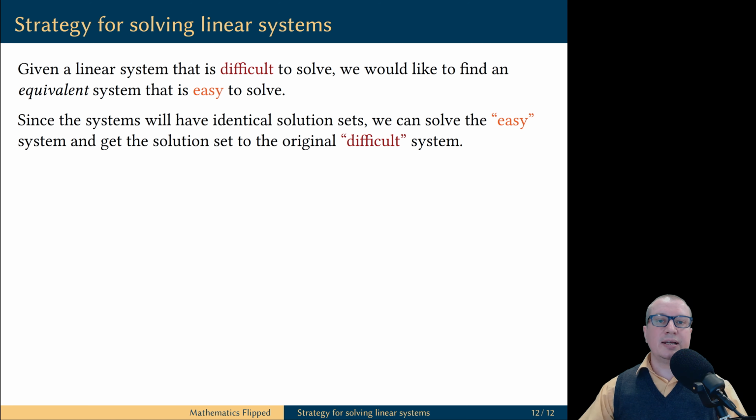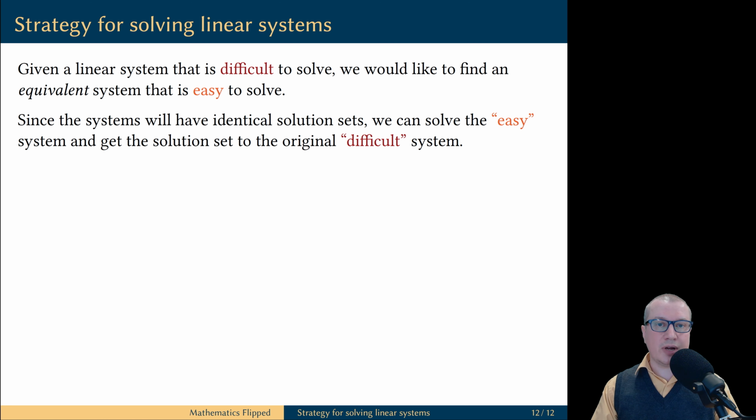And this remark gives us a great idea for a general strategy how to solve linear systems. We start with some possibly complicated linear system, and we're looking for its solution set. So the idea is to replace the original system with an equivalent system that is easy to solve. And because the new system is equivalent to the original one, they will have identical solution sets.